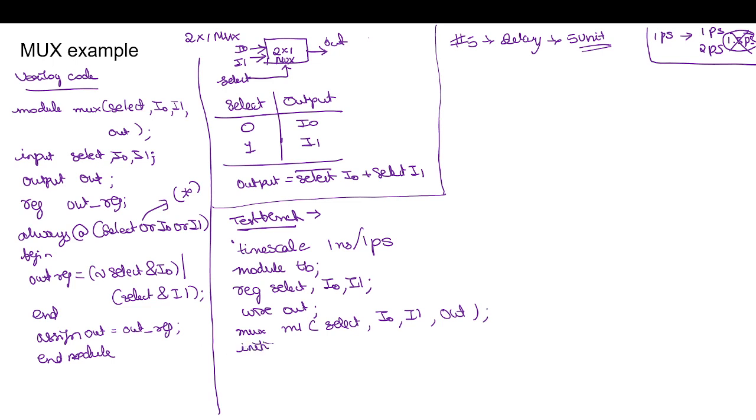Then again initial begin. So some delay of 10 nanoseconds. Select is equal to 0, I0 is equal to 0, I1 is equal to 0. So at 10, I'm defining everything to be 0. Then after some delay, I'm changing this to 1. I0 is equal to 0, I1 is equal to 1.